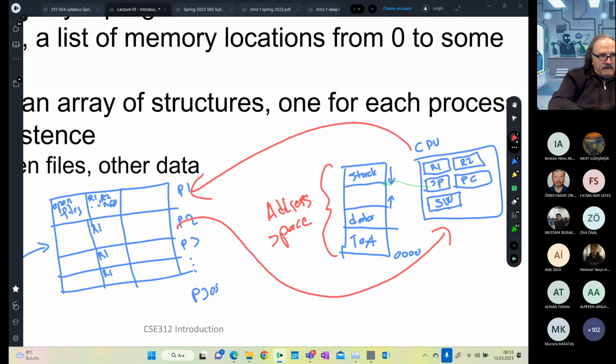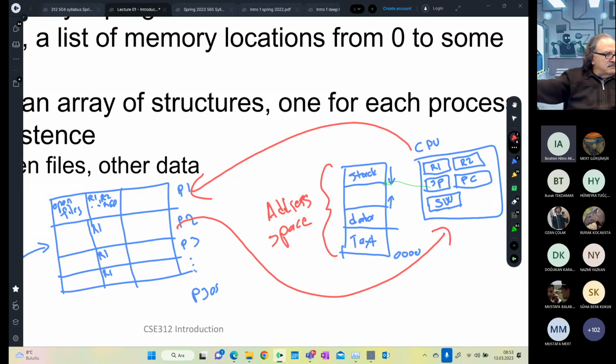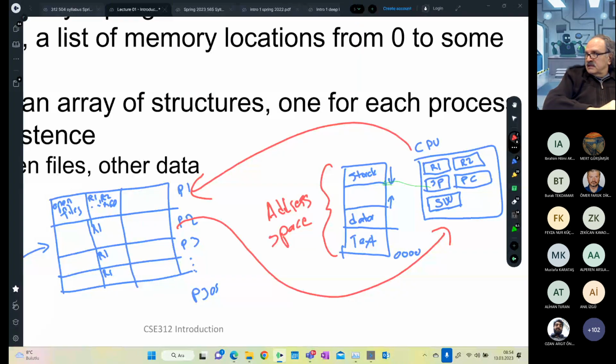In terms of... It's just data in the table, right? The process table? Yes, it's just data. They are not registers, they are just copies of the registers. Okay. Thank you, sir. That was a good question.